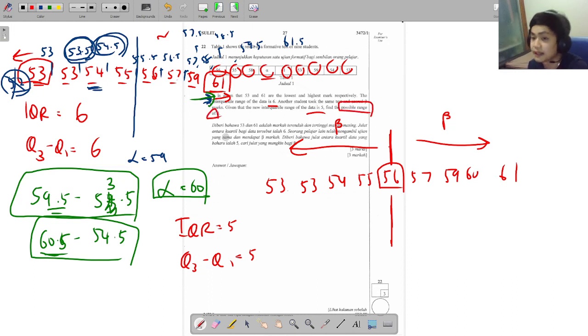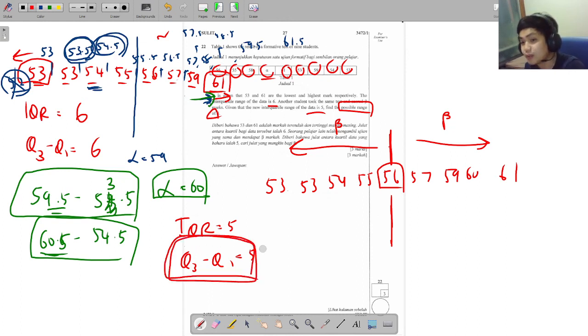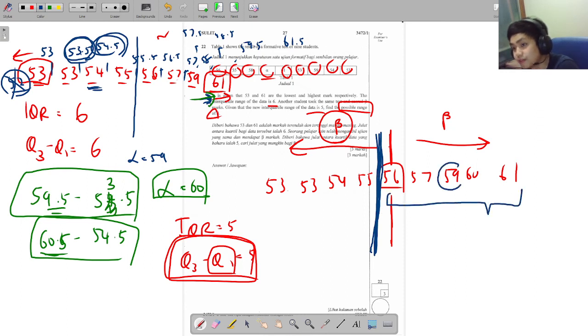We have to play with some values here. We can't possibly count everything because we need to find it faster. This is only a 3-mark question. So we can work with this, we can play with it. Because if beta is on the left side, I wouldn't know what my Q1 is. But if beta is on the left side, my median has now shifted here. So since my median has shifted, I can find Q3. Q3 will be 59. So if you see, 59 minus Q1 equals 5. Therefore, Q1 has to be 54.